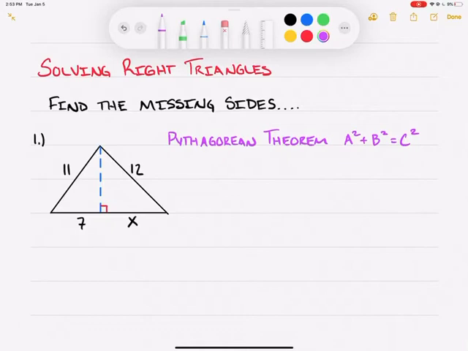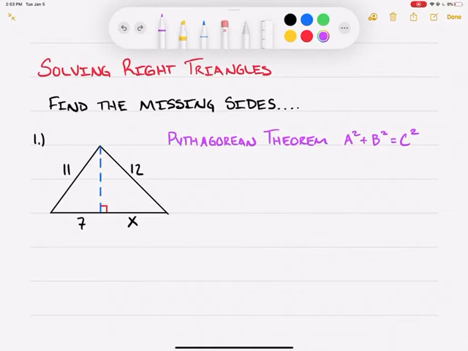So first off, I'm looking for this side, but I kind of need some other information first. What I'd like to be able to do is break this triangle into two pieces, the first piece being this triangle itself, and then this triangle here. If I can break it into those two pieces, I can first find the length of this altitude, and then that would allow me to use this triangle to find x.